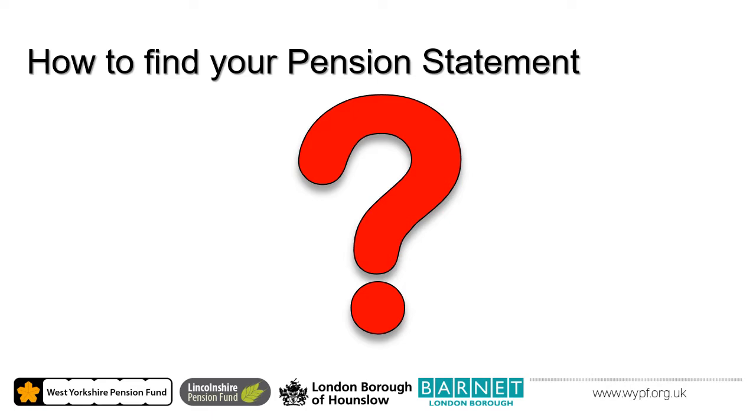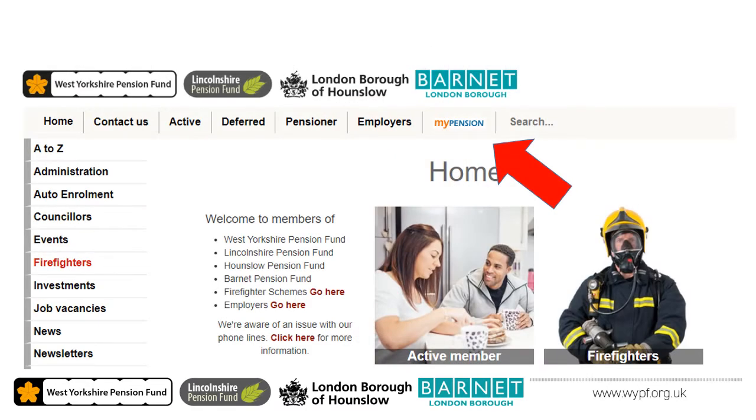How do you find your pension statement? Well, for the vast majority of people, you find your pension statement on My Pension. My Pension is our electronic means of providing you with information about your pension details, and it is the primary source of our communications with yourself. So if you have already signed up for My Pension, you need to go to My Pension. If you haven't signed up already, if you go to My Pension, you can find details of how to log on and get an account.